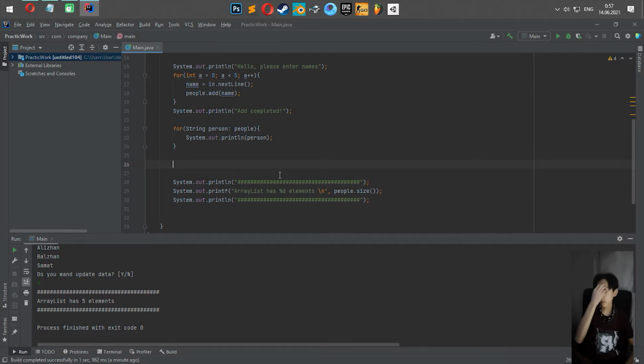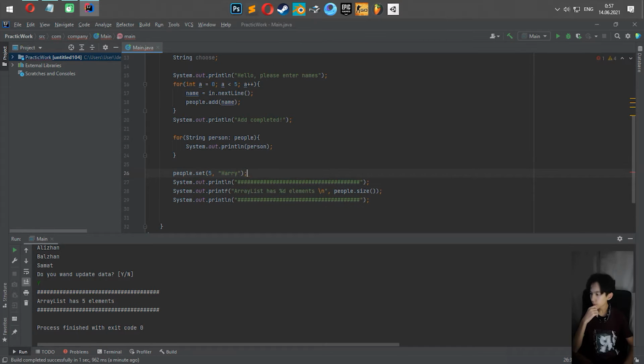The functions developed in the ArrayList collection helped me with all of the above. For example, add person, remove person, set person, and I use only the conditional operator to find the users or persons.